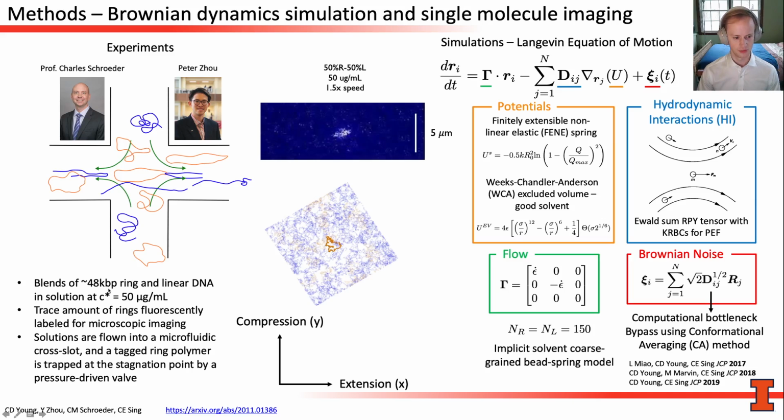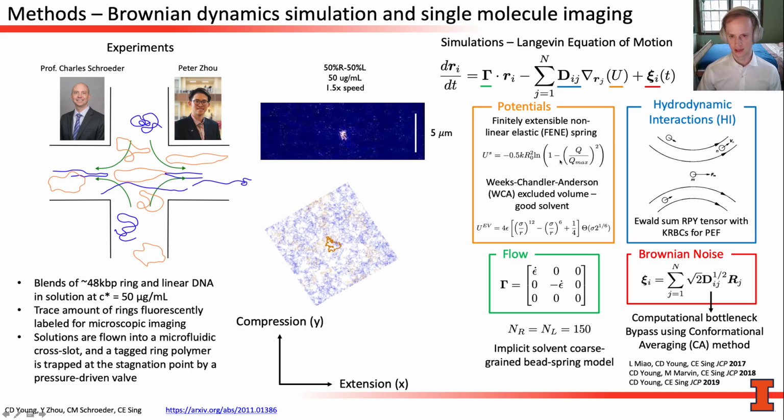So this is done with 48 kbp DNA, about 200 Kuhn steps at the overlap concentration C star. And they fluorescently label a trace amount of ring polymers for imaging by confocal fluorescence microscopy. And then they use a Stokes trap device to trap the ring polymer that's tagged at the stagnation point for long time duration viewing upon flow application.